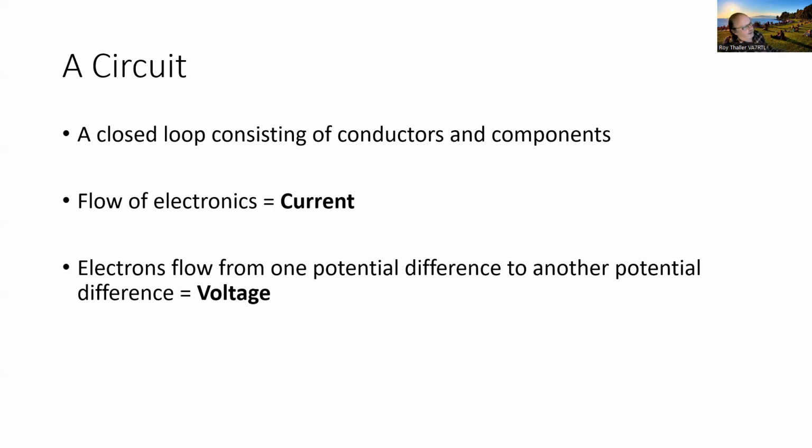So basically, a circuit is a closed loop consisting of conductors and components. And we'll look at the various components coming up. The flow of electrons is current, and the electron flow from one potential difference to another potential difference is voltage. We'll look at current and voltage in more detail when we talk about Ohm's law.